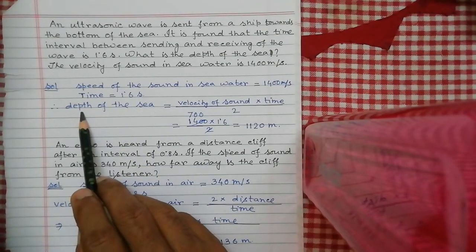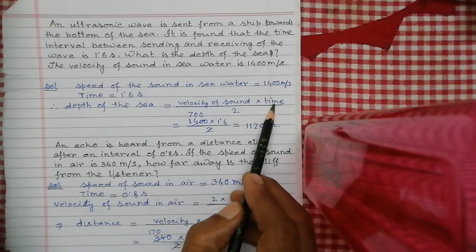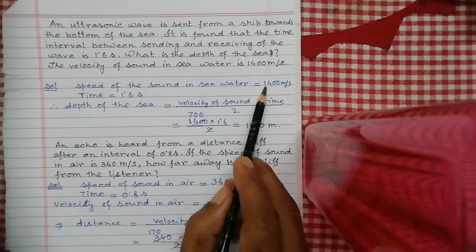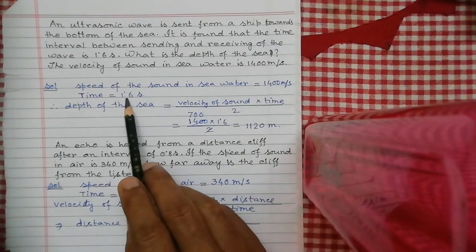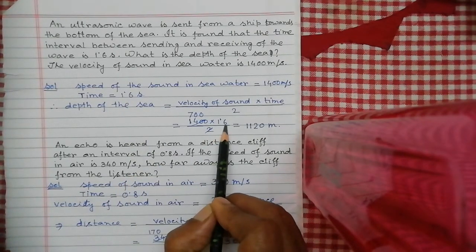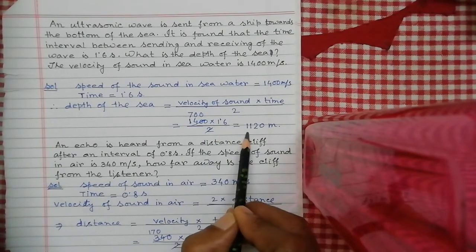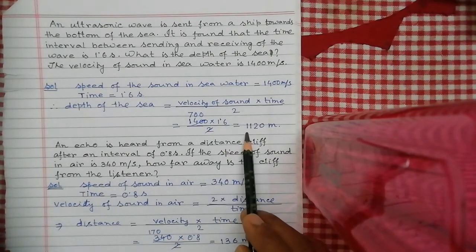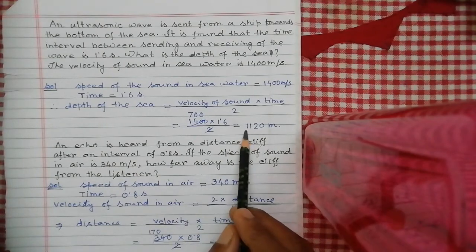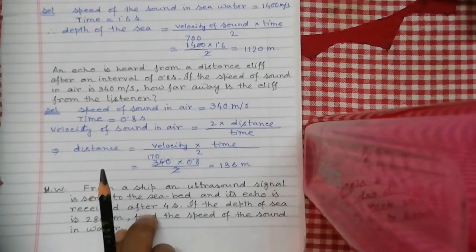By using the formula, depth of the sea is equal to velocity of sound in water times time, divided by 2. Velocity of sound is 1400. Time recorded by the sonar is 1.6. By cancellation, it will be 700 times 1.6, and if we multiply, we get 1120 meters. So the depth of the sea is 1120 meters.